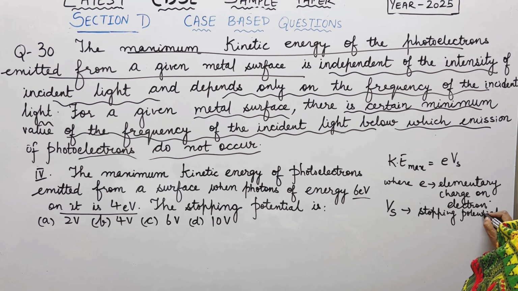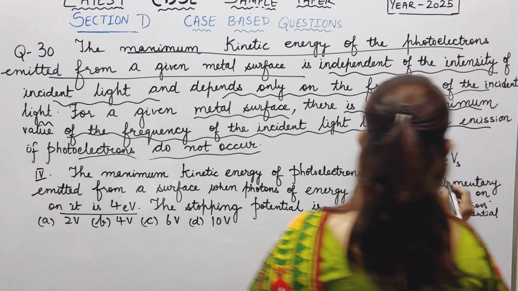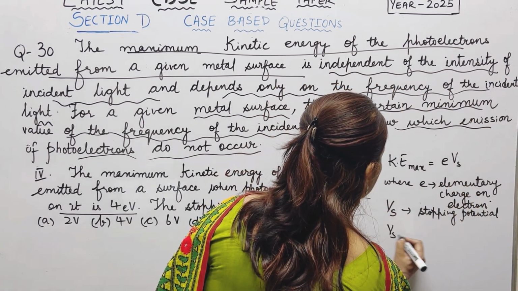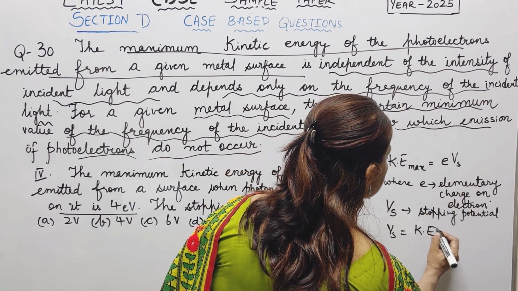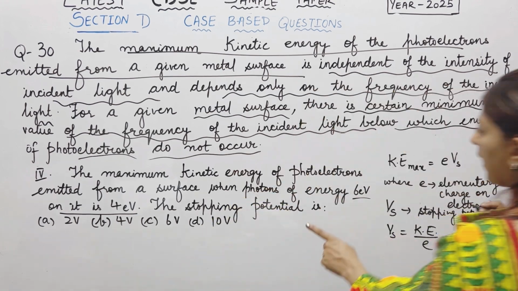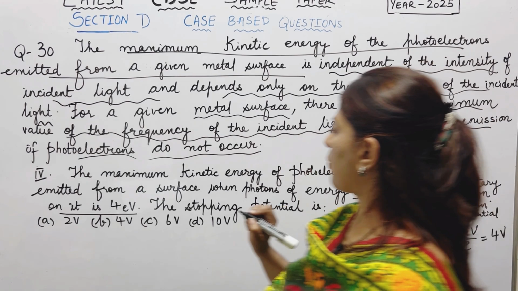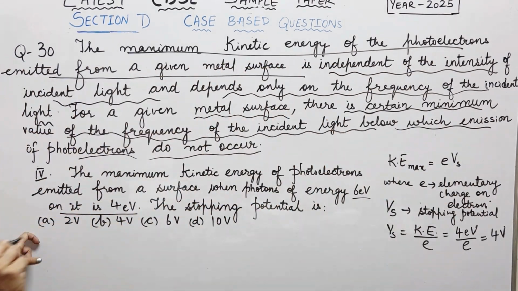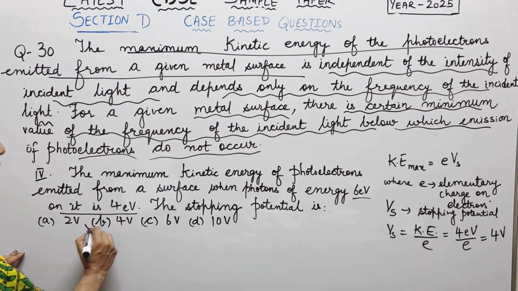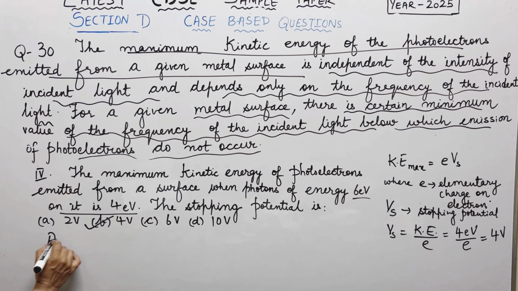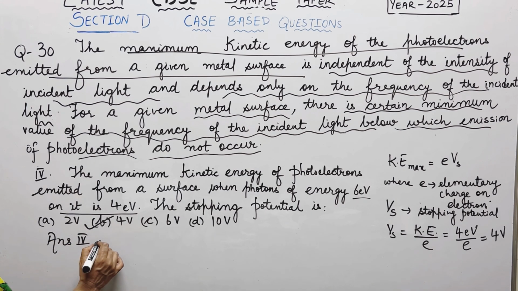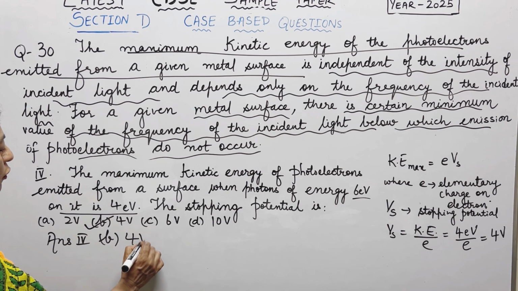So in the question we need to find out Vs, the stopping potential. This is equal to kinetic energy divided by e, and the kinetic energy is given to us as 4 electron volt, divided by e. So this comes out to be 4 volt. So the stopping potential comes out to be 4 volt, that is option number B. So the answer for the fourth part is B, 4 volt.